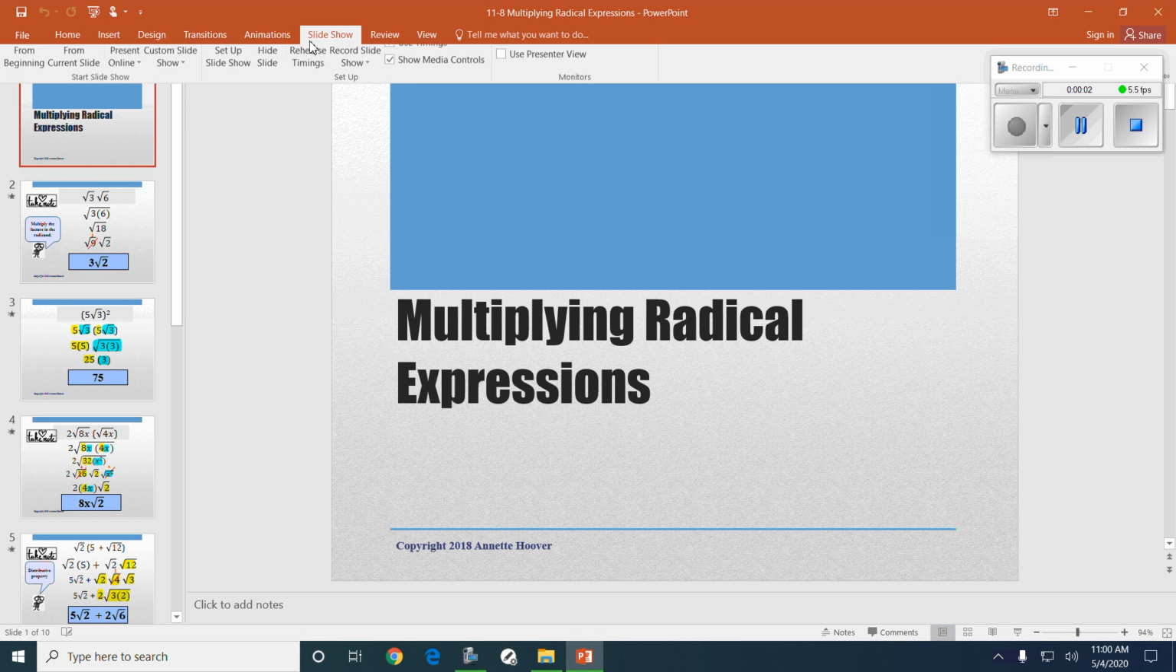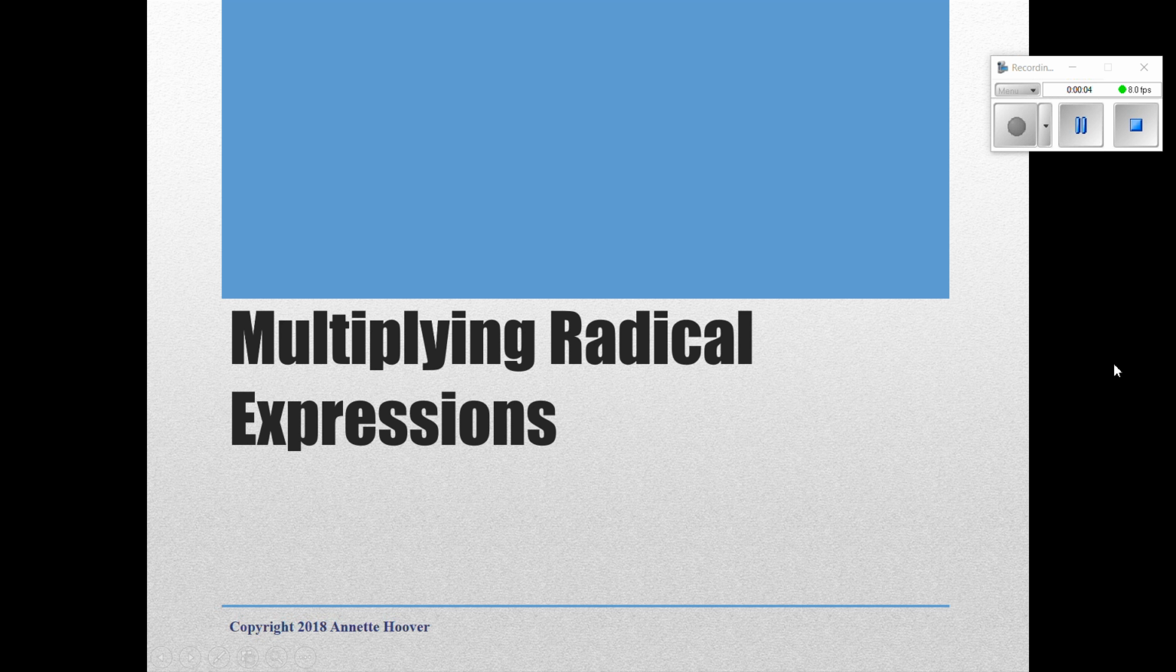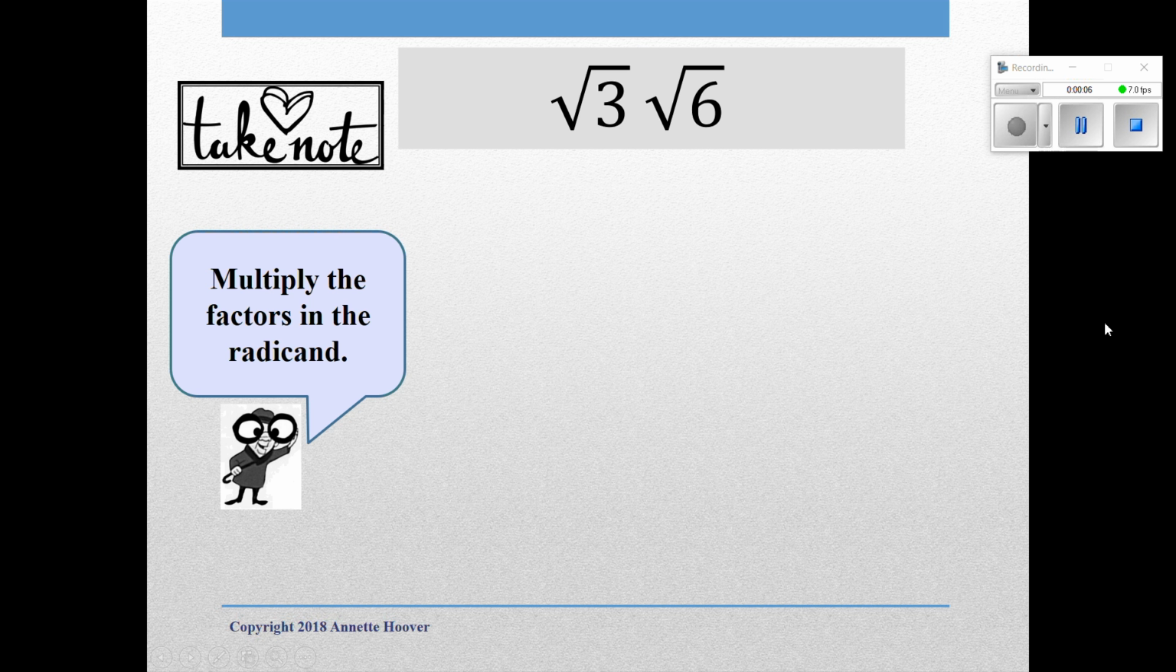Today we're going to be multiplying radical expressions. What you need to know about multiplying radical expressions is that anything that's under the square root can be multiplied together and then simplified. Everything that is outside of the square root can be multiplied together.